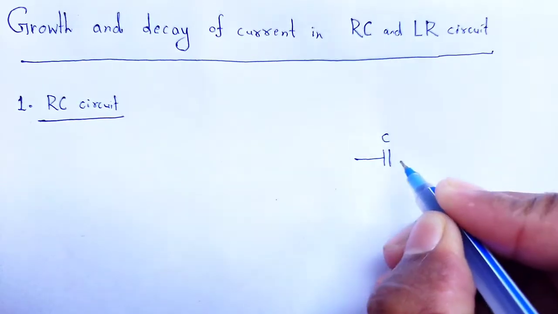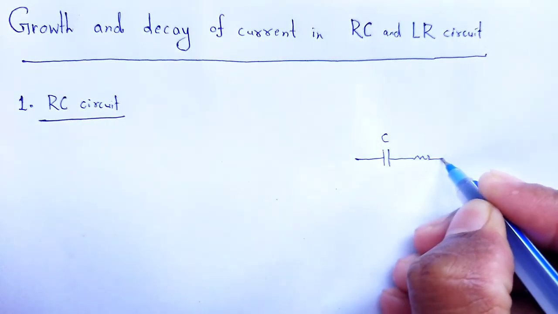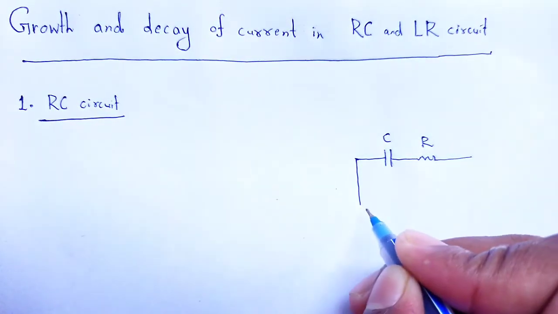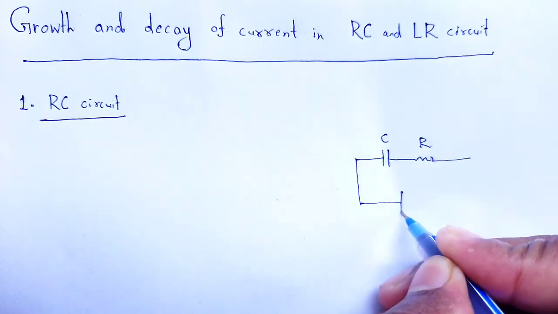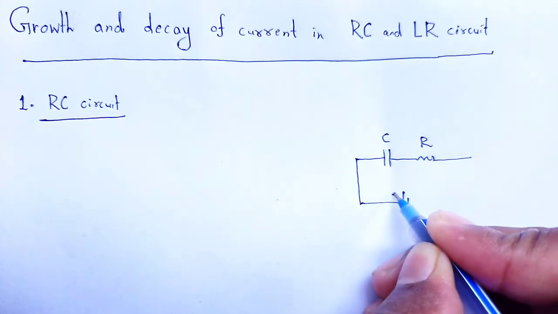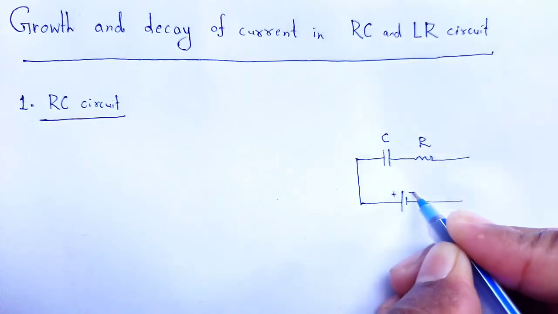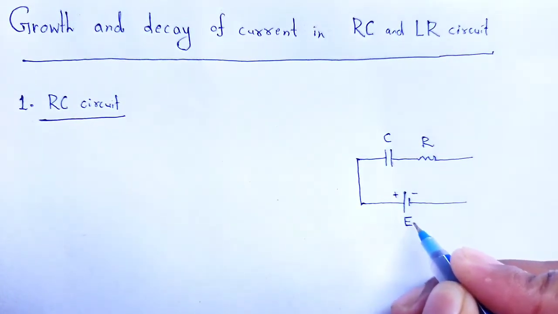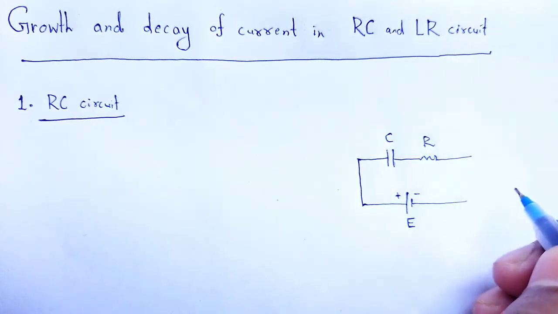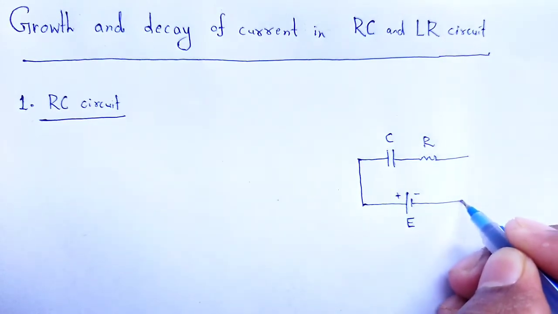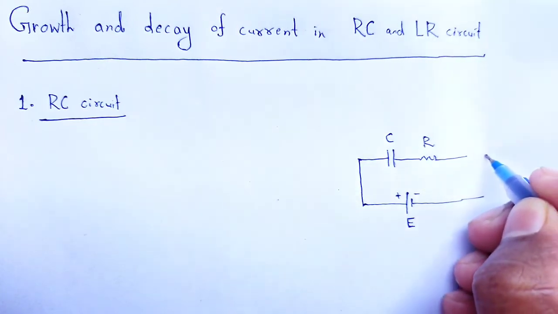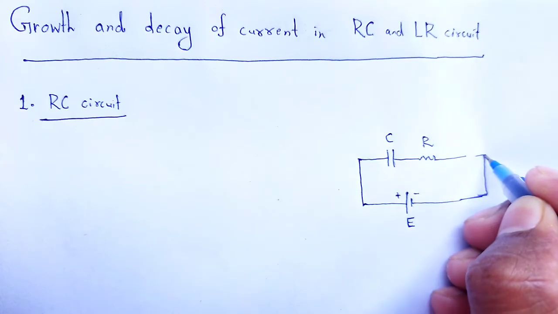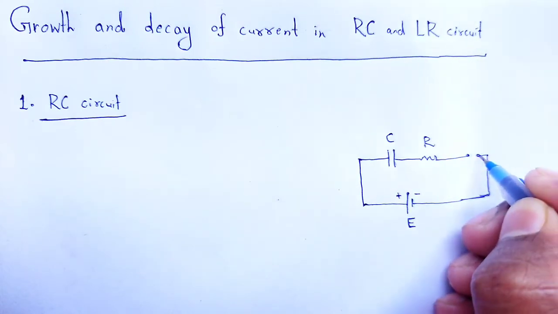Capacitor having capacitance C, resistor having resistance R, connected to an electrochemical cell having potential E, electrochemical cell having EMF E, that is connected with the key K.